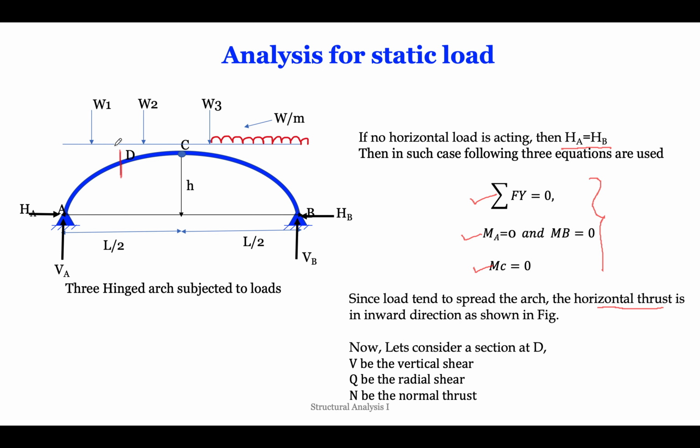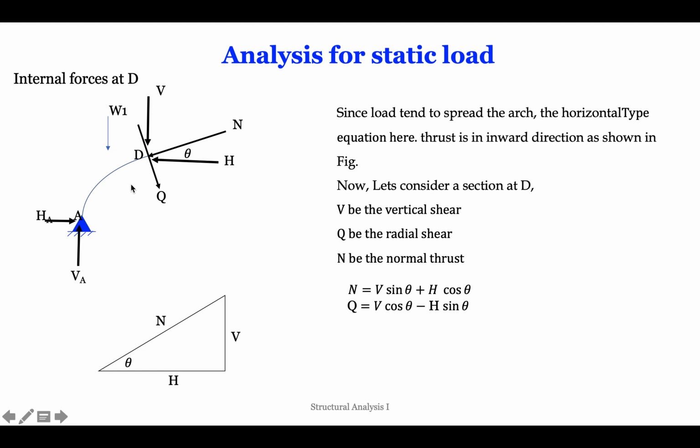So for this particular case, consider a section at D. Let V be the vertical shear, Q be the radial shear, and N be the normal thrust. So let's see this diagram. Here at this particular point D, the right hand portion of the curve we are just ignoring. Just see the left portion.